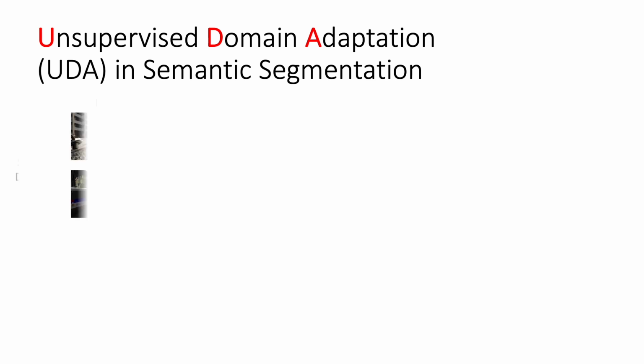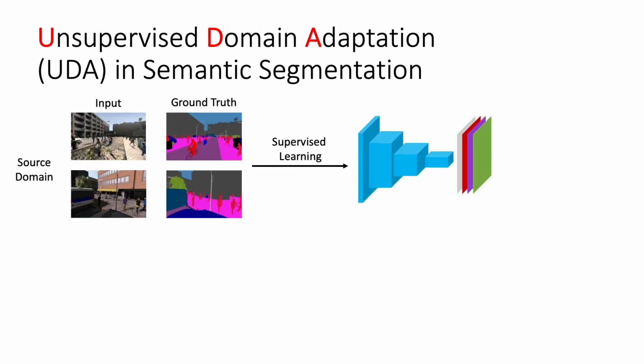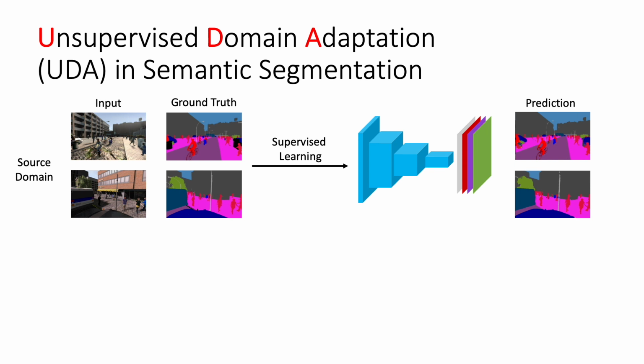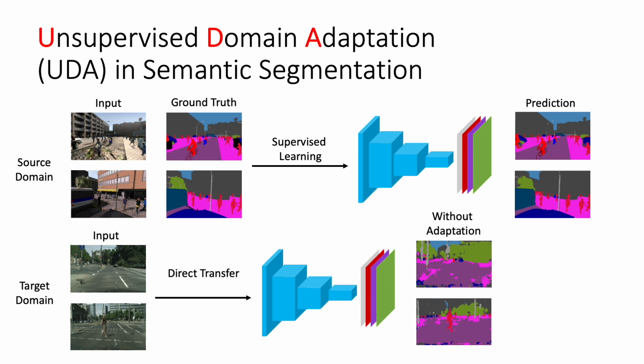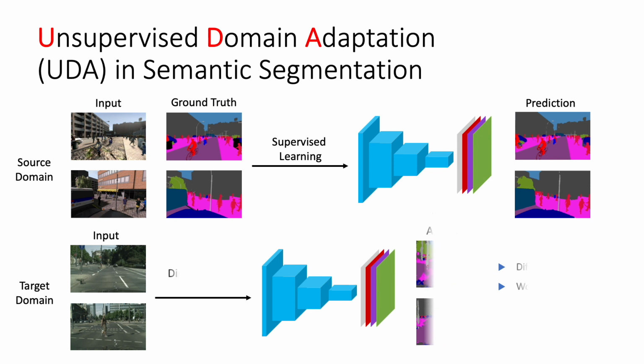Typical supervised semantic segmentation is learned on the source domain with input RGB images and the corresponding ground truths. However, it usually performs worse when we directly apply the learned model to the target domain due to the gap between source and target domains. Therefore, to enhance the performance of the model, unsupervised domain adaptation is applied.